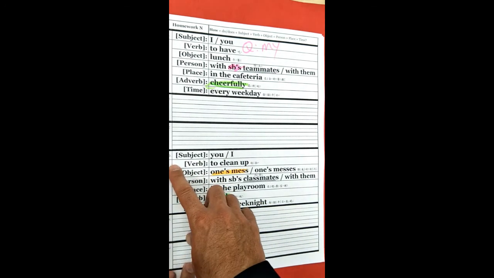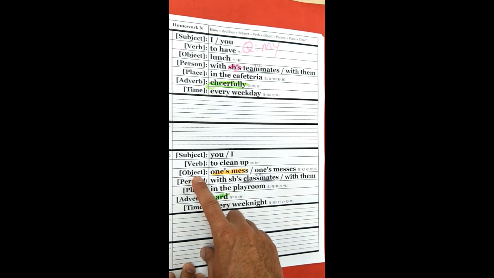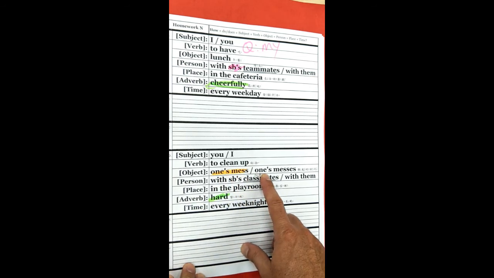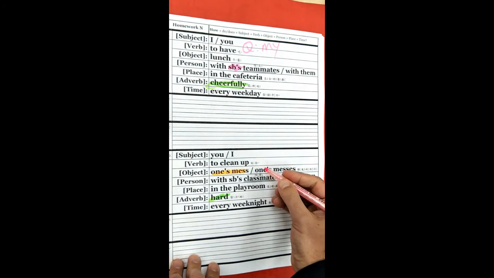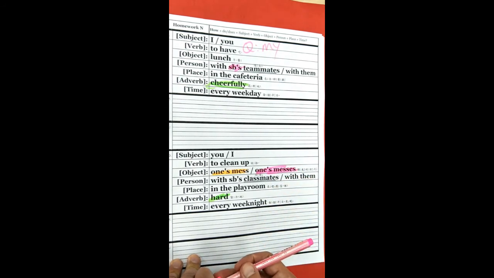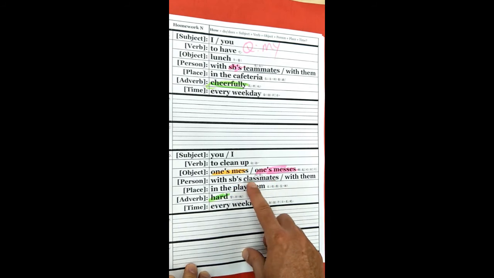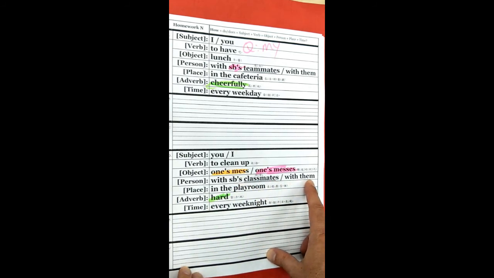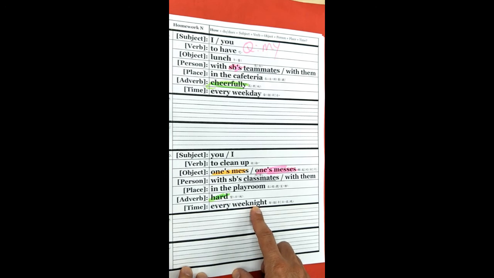All right, number 10. Subject, you, I. Verb, to clean up. Object, one's mess, one's messes. I think we should do this one. One's messes. That makes more sense. It's a big mess. All right, we are going to use this one. Person, with somebody's classmates. Answer, with them. Place, in the playroom. Adverb, hard. That's the answer. Time, every weeknight.